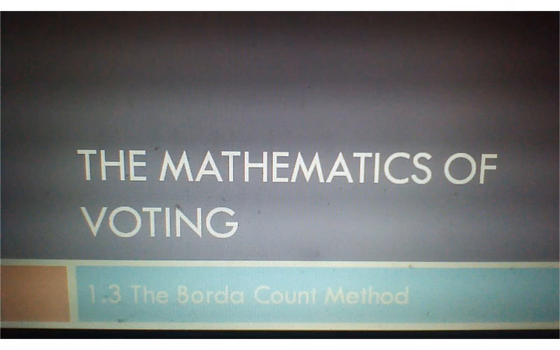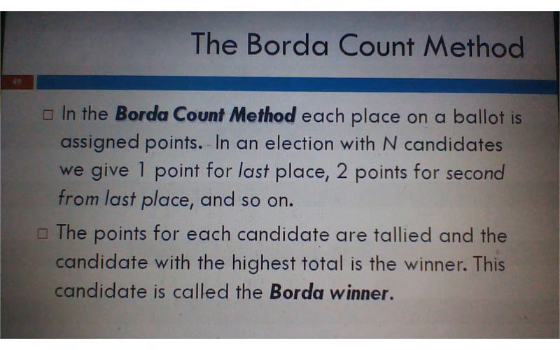This section is on the Borda Count method. With the Borda Count method, basically every place on the ballot is assigned a point value. So the last place vote will get 1 point, the next to last will get 2 points, and so on and so forth, up to the number of spots that you actually have on the ballot. So say there are four spots on a ballot, the person in first place should receive 4 points.